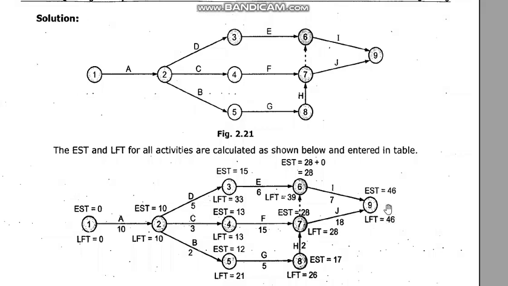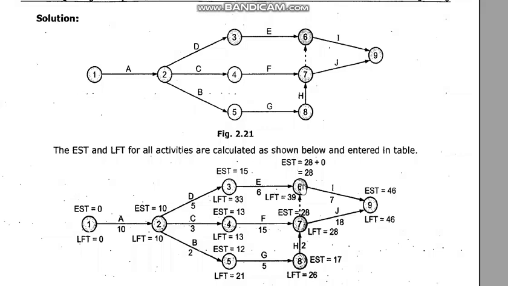Now go for finding out LFT, go in the reverse direction. Start with the same value of LFT as that of EST for the terminal node. That means for node 9 you take LFT is equal to the same value like this, 46. Now 46, and from here if you come here, now outgoing only one arrow, so no problem. 46 minus 18 is 28, so 28 you have taken here.